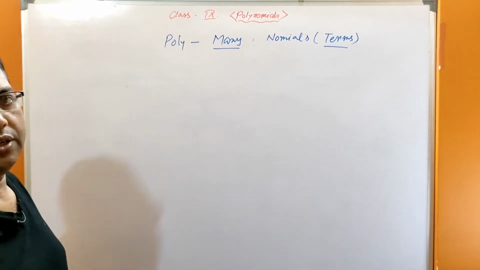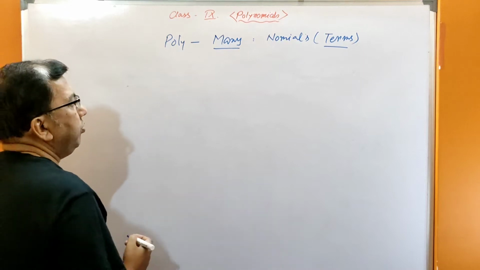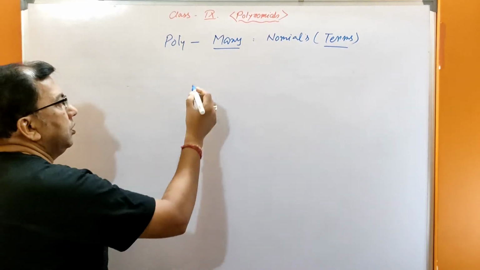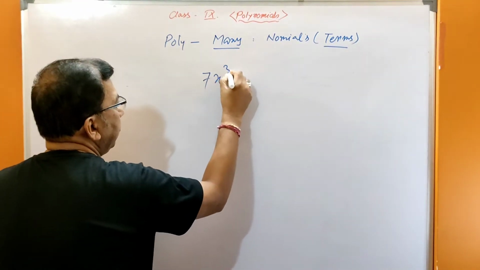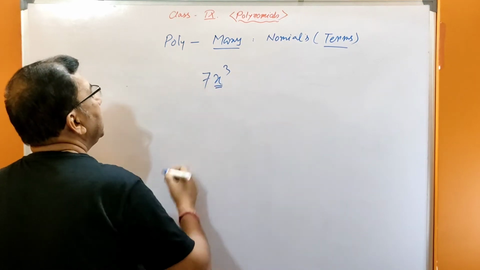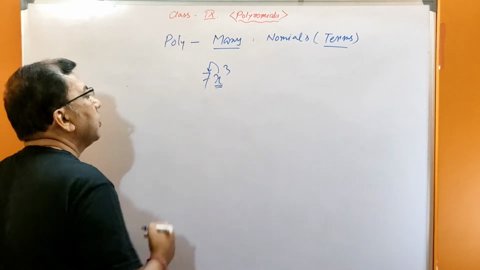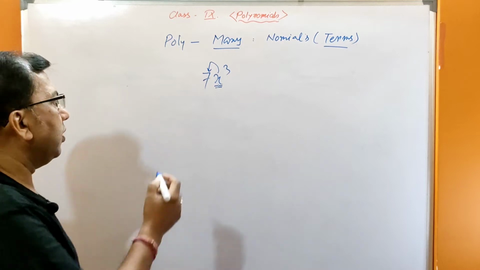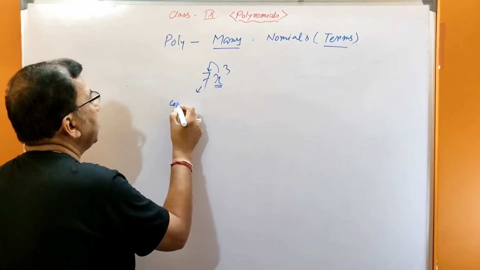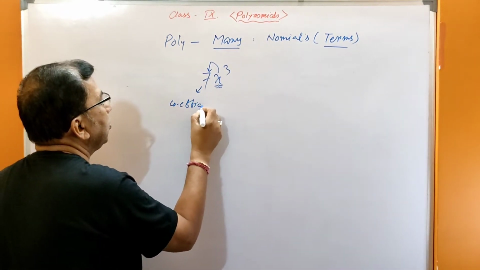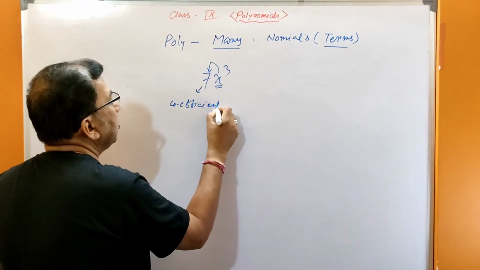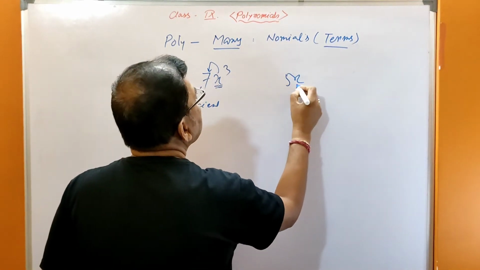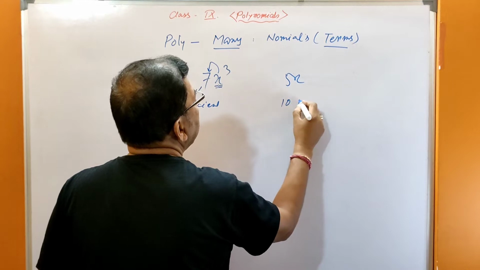And what is a coefficient? If we express any term, suppose 7x cube, इसका coefficient क्या है? 7 है coefficient. इसका है coefficient, this is coefficient. 5x, 10z.